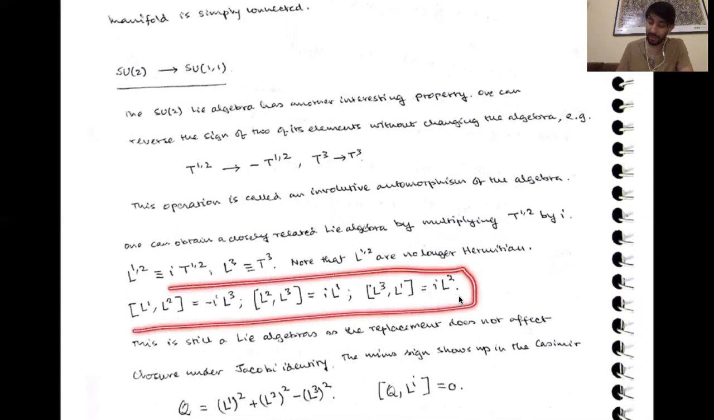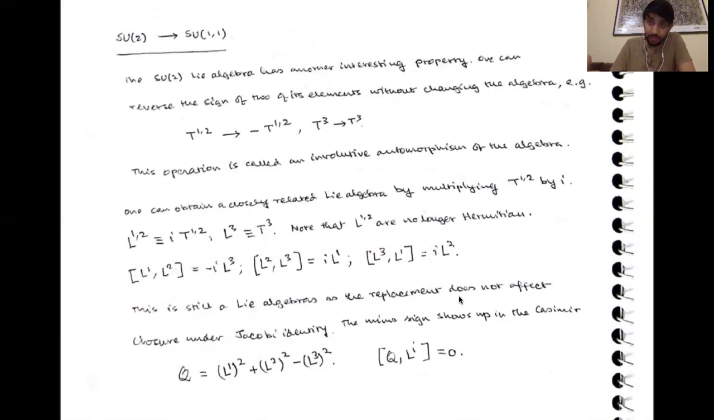Clearly L1 and L2 are not Hermitian anymore. So the algebra has changed in this case. Some of the signs are not the same anymore. This is still a Lie algebra. You can check that if you were to try and close it with the Jacobi identity, things will go through.